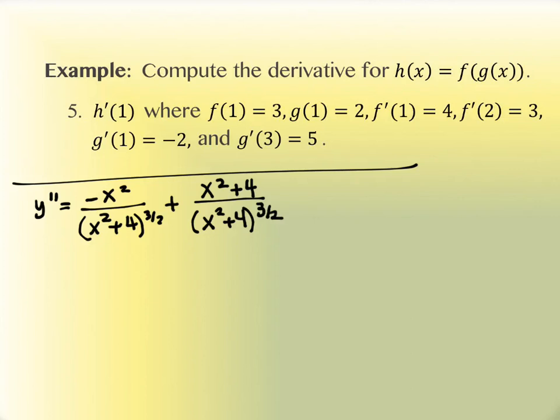So what can I do? Yeah, I can combine the numerators now, right? Because they have the same denominator. So my new denominator is x squared plus 4 to the 3 halves. And what happens when I combine negative x squared, positive x squared, and positive 4? The x squareds cancel, leaving me with simply 4.